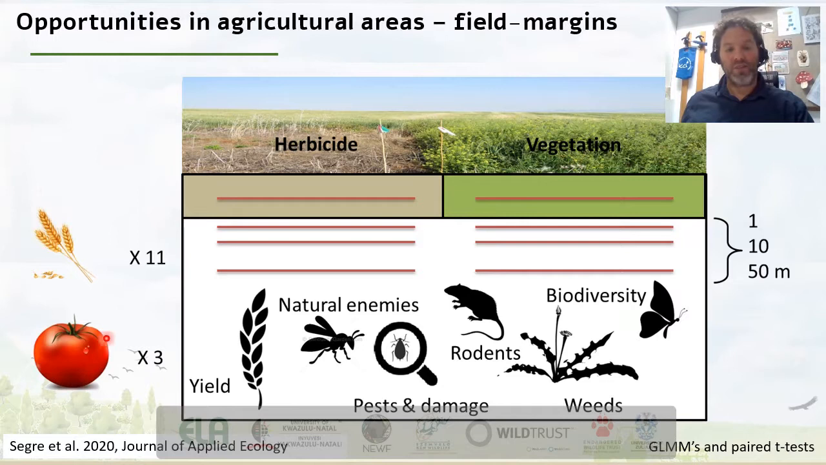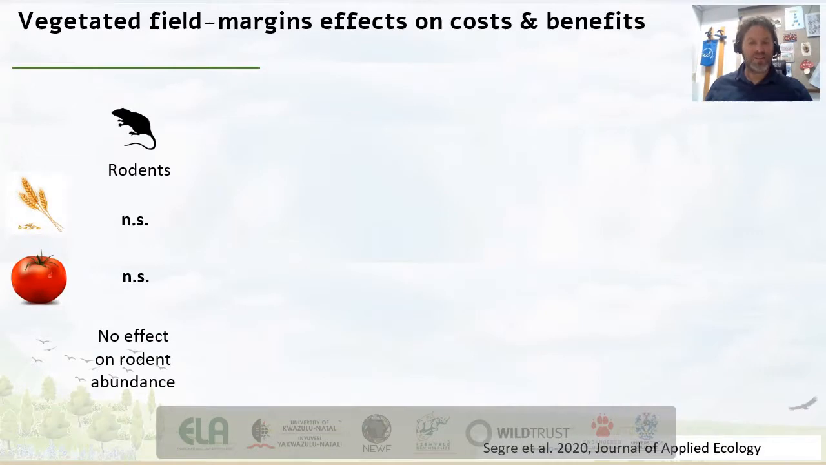and 3 fields of tomatoes, trying to see what effect this has on the yield, natural enemies, pest and damage, which was tested in the lab from fruits taken from the fields, rodents, weeds, and as a biodiversity indicator, we used butterflies. And we did it in transects from 1 meter all the way to 50 meters into the field. So I'm not going to present the whole result, just a brief summary.